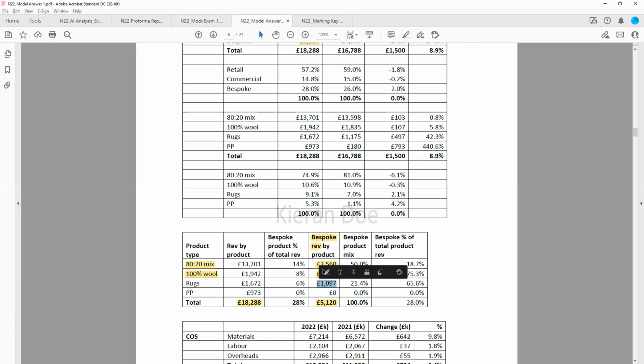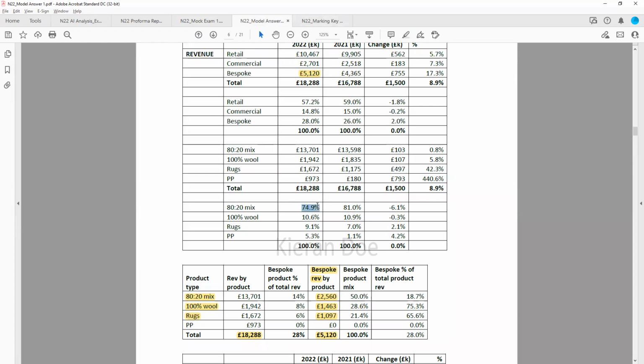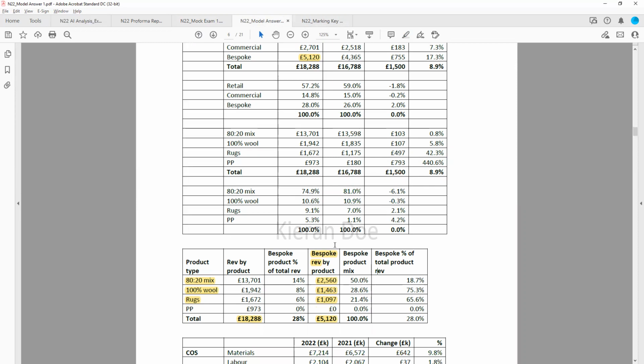So then we can see, of bespoke revenue, how it's broken down by product. Now we know, for the business as a whole, the vast majority is 80/20 mix. There's only going to kind of 10% and 9% for woolen rugs, and a small amount for PP. No sales of PP to bespoke design clients, which makes sense because they prefer the more luxurious products. This is more kind of a budget range, a lower quality product. So then we can kind of really look at this 2 ways. You can look at bespoke revenue and kind of see what its product mix is.